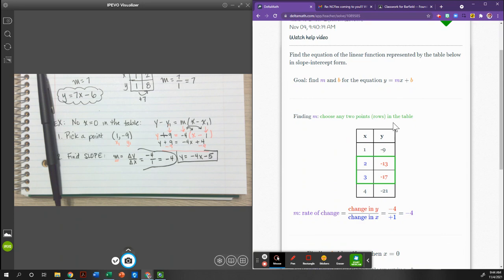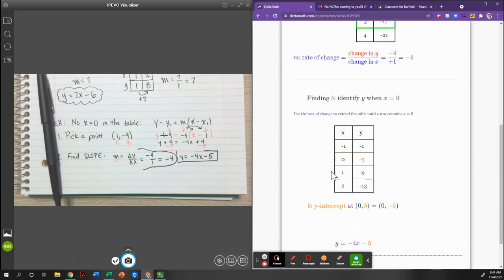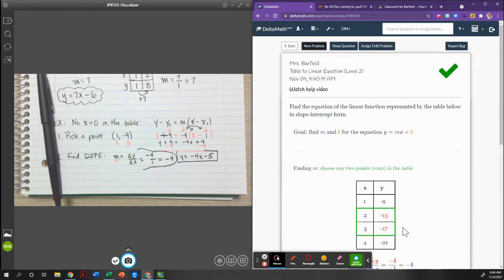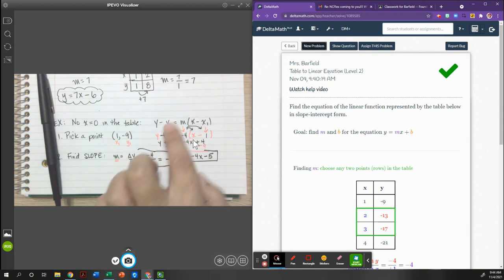It says here, choose any 2 points, just like we had before. Now this is where it's different. I do not use this approach, because they're talking to you about extending the table. We don't need to do that. But you get the same answer, -4x minus 5. Remember, I try to teach you guys the approach that works with every single problem, not with just some problems, which is why I use this formula, because it works with every problem.